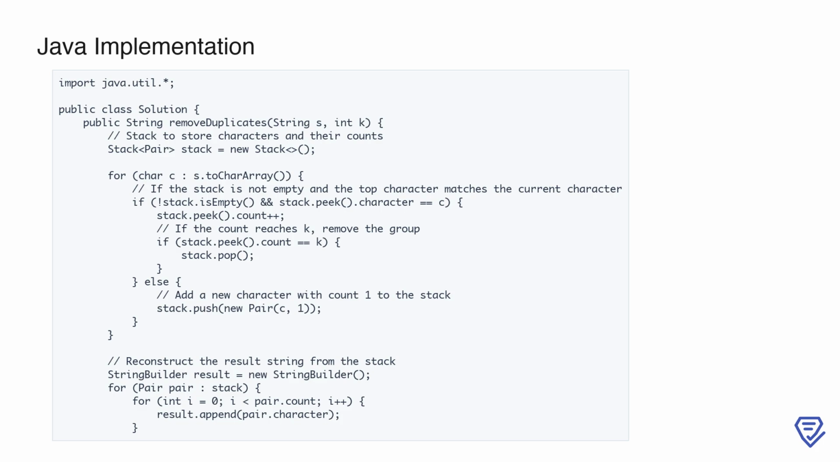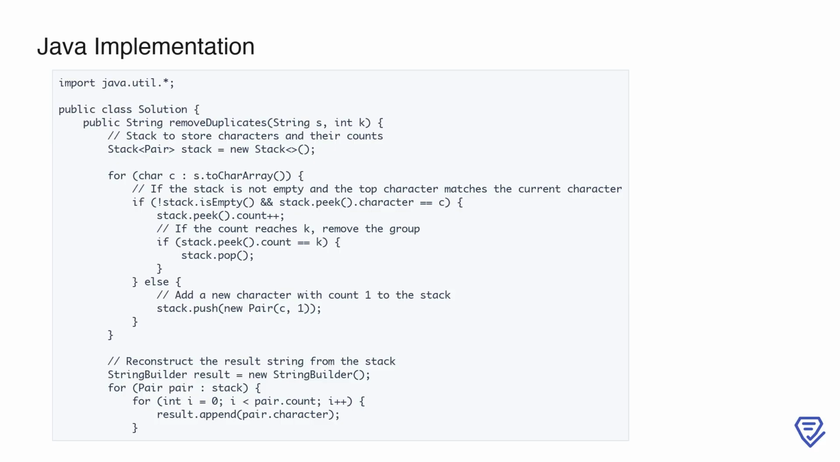First, we import the required utility package and define the main class Solution with the method removeDuplicates. This method takes two inputs, the string s and an integer k, which represents the number of adjacent duplicates required to trigger removal. Inside the method, we use a stack to store pairs of characters along with their counts. The stack helps us efficiently track and manage groups of adjacent duplicates as we iterate through the string.